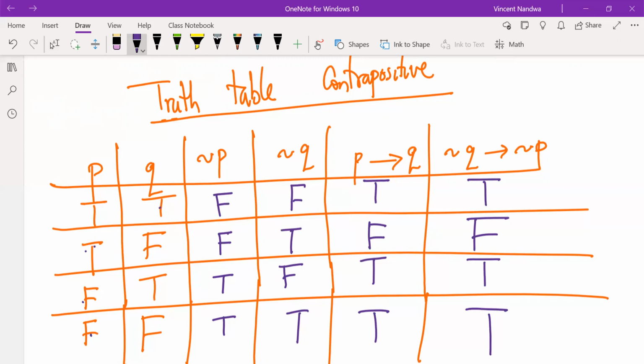So that is how we discuss contrapositive, inverse, and converse.